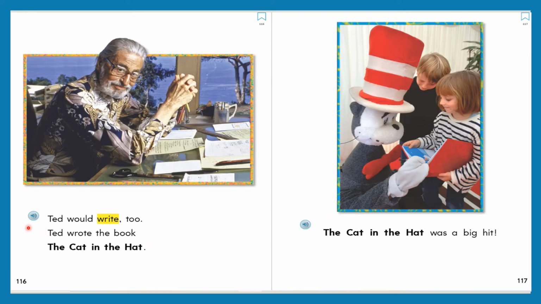Ted would write too. Ted wrote the book The Cat in the Hat. The Cat in the Hat was a big hit.